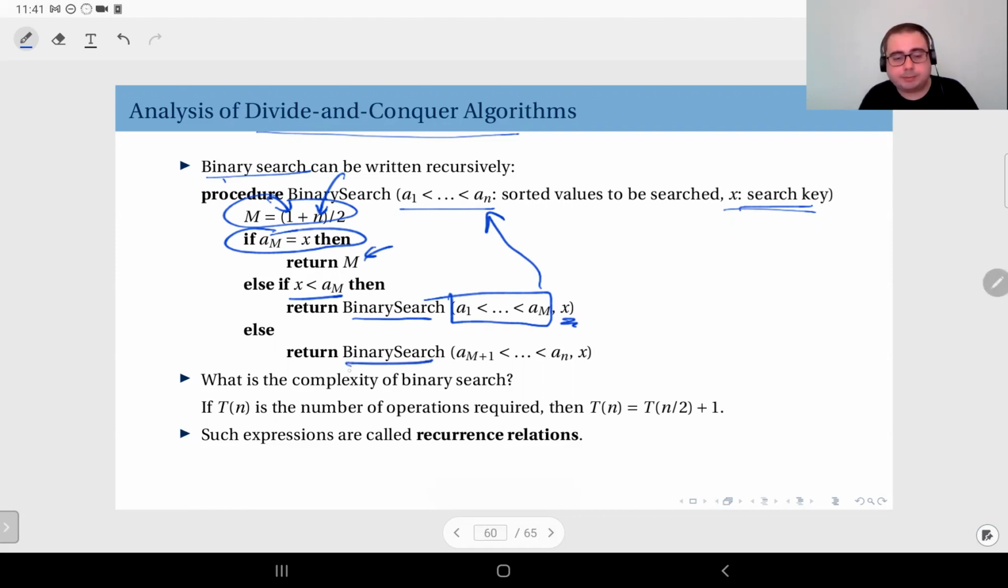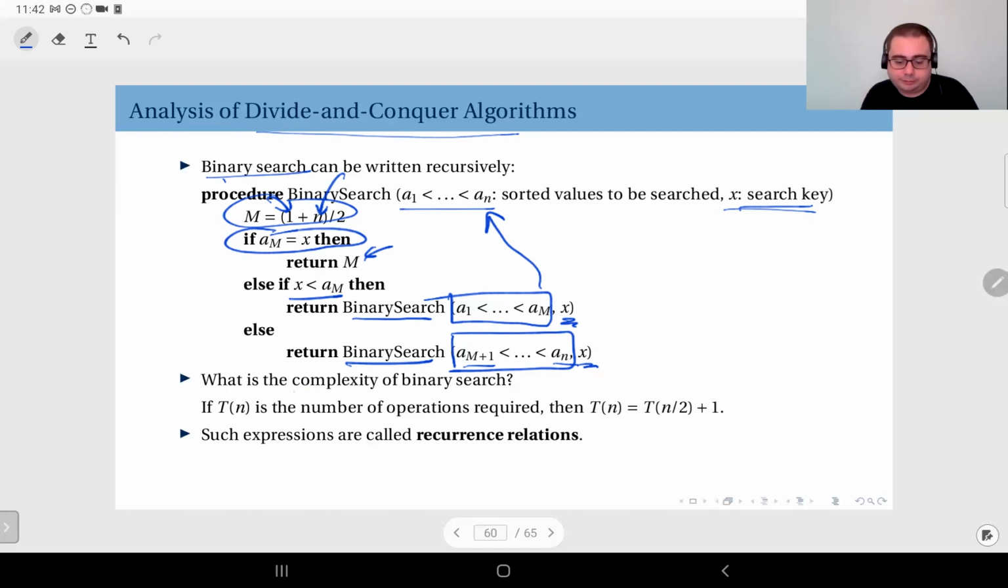In this case, you apply binary search to AM plus 1 through AN, the right half, with the same search key. Okay, so this is the recursive implementation of binary search. Now, when you look at the code, since the function has itself inside it, it's not straightforward to come up with the number of operations required so that this algorithm is complete.